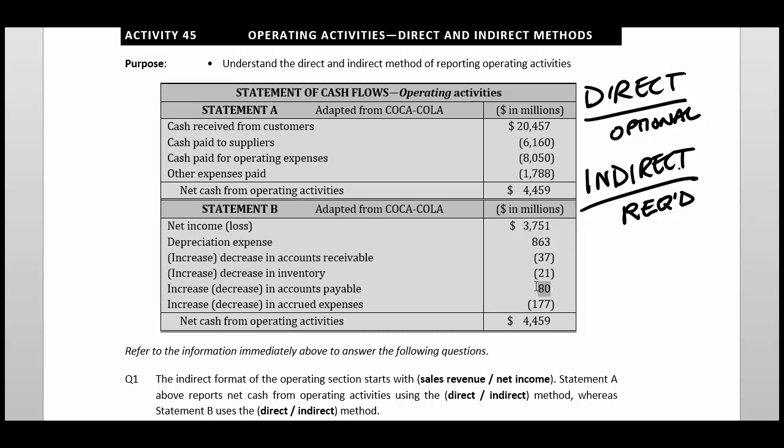Now here's another one, increase in accounts payable. They're paying their bills more slowly. What does that mean? Better cash flow, more cash flow. You pay your bills more slowly, you're going to have better cash flow. Now they have a decrease in accrued expenses. This means that they paid for more expenses more quickly and therefore a decrease in cash flow.